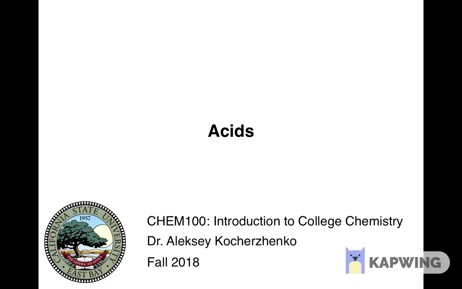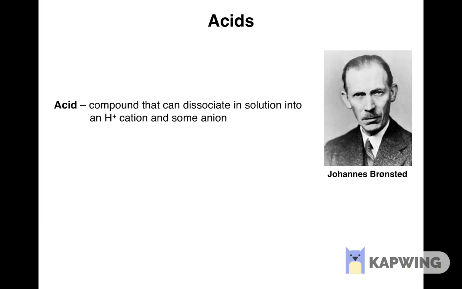Acids are a special class of chemical compounds, and the definition of what exactly an acid is has evolved over time. In this class, we will use a definition proposed by the Danish chemist Johannes Brønsted. An acid is a compound that can dissociate in solution into an H+ cation and some anion.